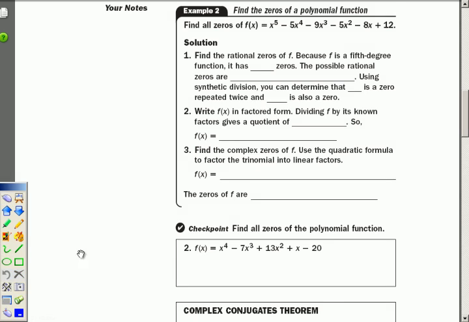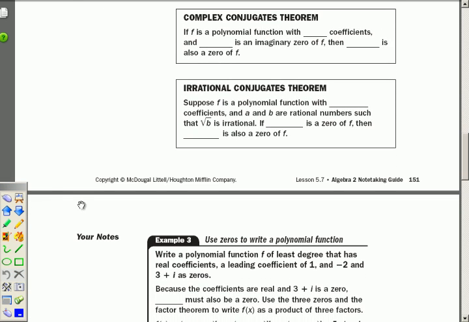Let's take a look at this next page here. The complex conjugates theorem. Okay. The complex conjugates theorem says if f is a polynomial function with real coefficients and a plus bi is an imaginary 0, then a minus bi is also a 0. So if you ever get one of your zeros being imaginary, you got to have the opposite to it. And this is leading into them giving you some questions that have that.